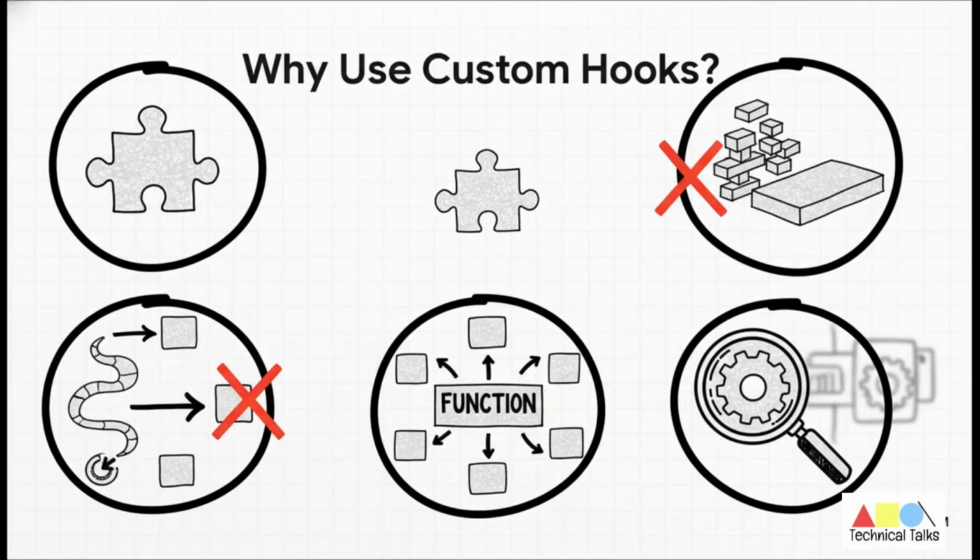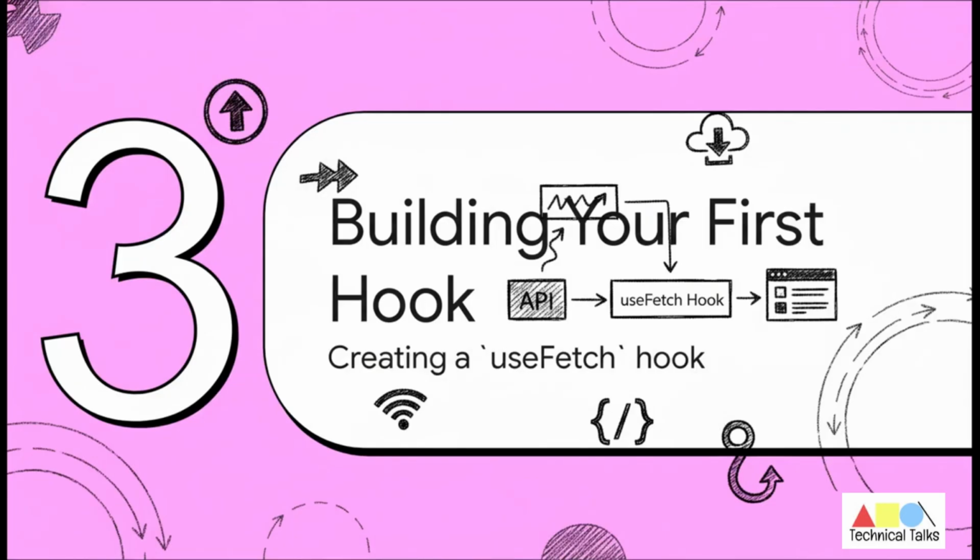So why is this so much better than older ways of doing things, like higher-order components? Well, for one, it's just cleaner. Your components can focus on what they're good at, the UI, while the messy logic is tucked away. You totally avoid that dreaded wrapper hell, where your component tree is like a dozen nested dolls. And as a huge bonus, testing your logic becomes a million times easier because you can test it all by itself.